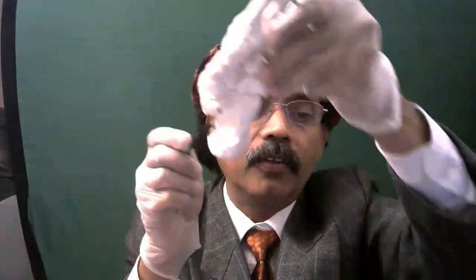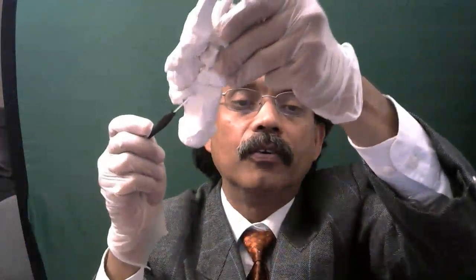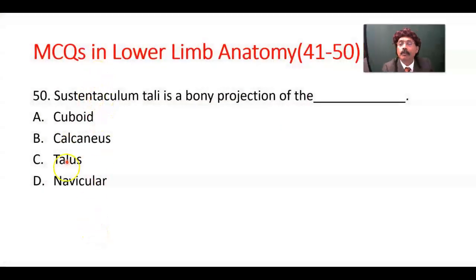So this is the sustentaculum tali. Underneath this bony projection, we have the tendon of the flexor hallucis longus. It goes to the plantar surface of the distal phalanx of the great toe. It inserts to the base of the distal phalanx on the plantar surface of the great toe. We got that.